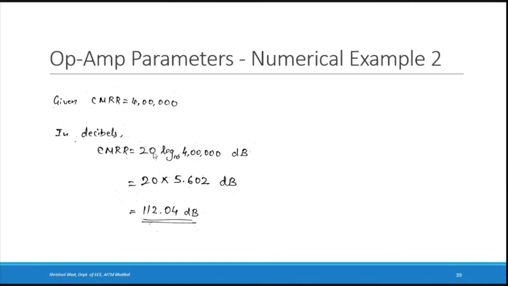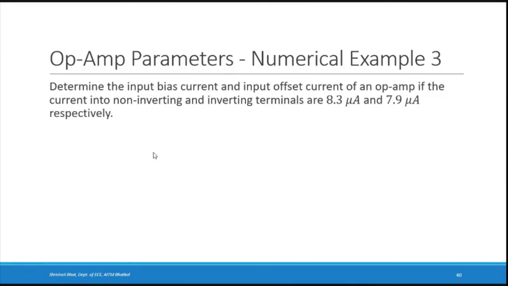Let's take another example. You're asked to determine the input bias current and input offset current of an op-amp if the currents into the non-inverting and inverting terminals are 8.3 microamps and 7.9 microamps respectively. So you should first understand what is given. This is the current into the non-inverting terminal and inverting terminal respectively. That means 8.3 microamps is the current into the non-inverting input terminal.